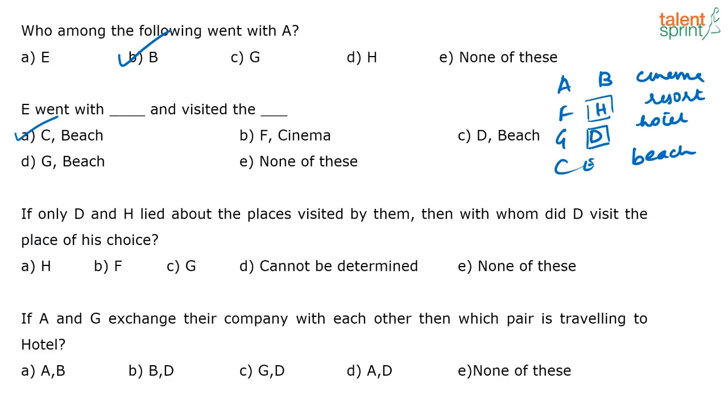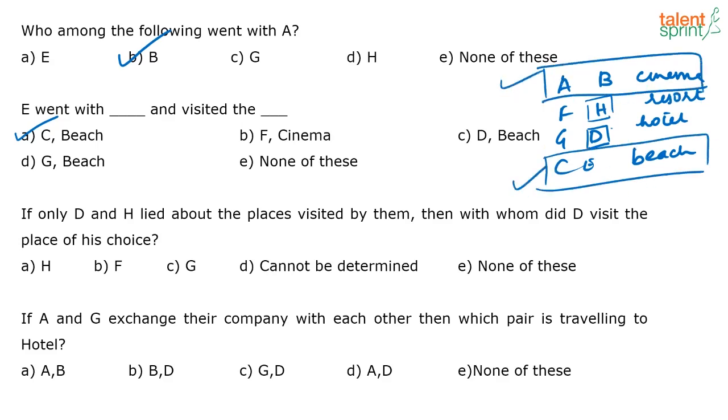So what is the answer for this one? See, if these two people are lying about the place that they visit, here D is saying that I went to the hotel, but D has not actually gone to the hotel, and H is saying that I have gone to the resort, but he has not actually gone to the resort. Remember, here all the other people are telling the truth. So this arrangement is correct, this is also correct. In this case, D and H have lied.